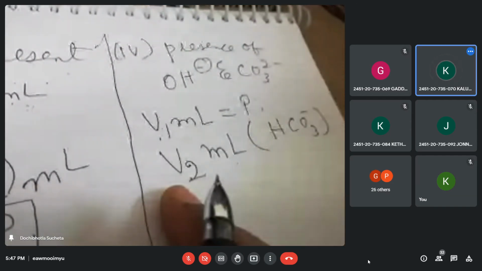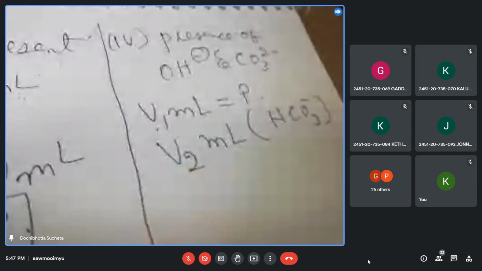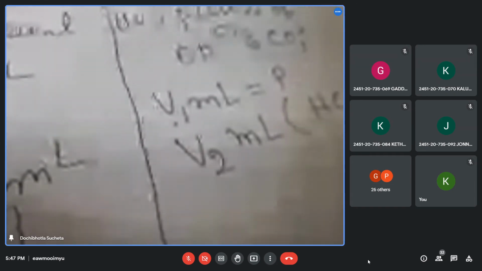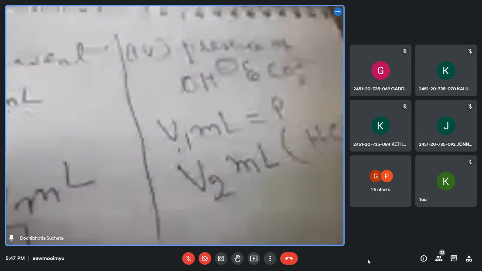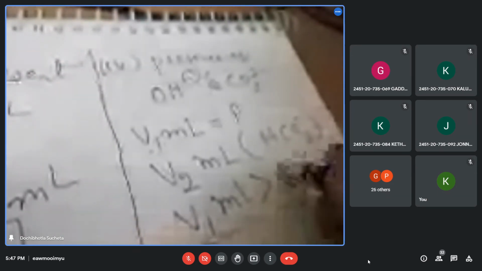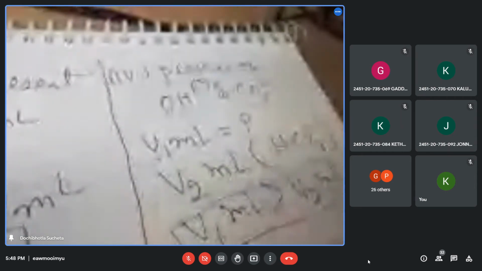V1 will be more. V1 will be more than V2. That's the option which Harshita gave. Who will say yes to that answer? It is correct. Very good. V1 ml will be more than V2 ml. So, by chance, if your titration is showing V1 ml more than V2 ml, then you can guess the presence of OH minus and carbonate.